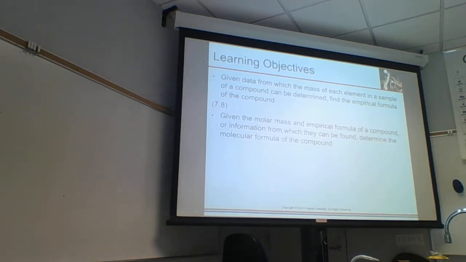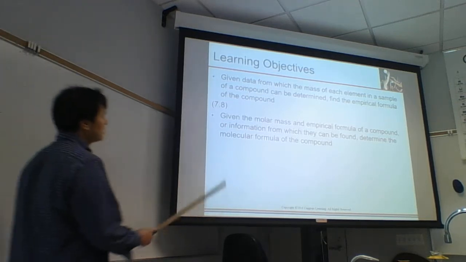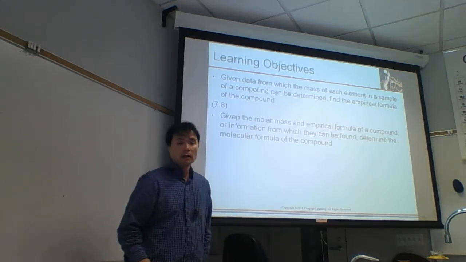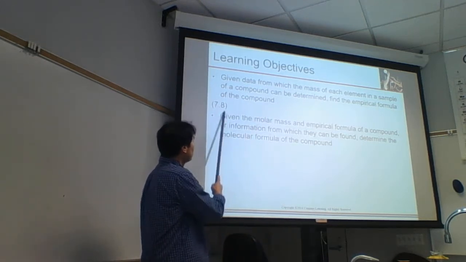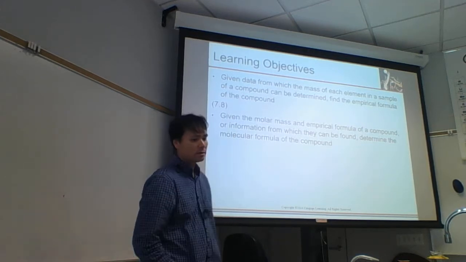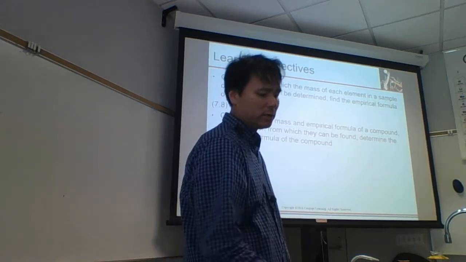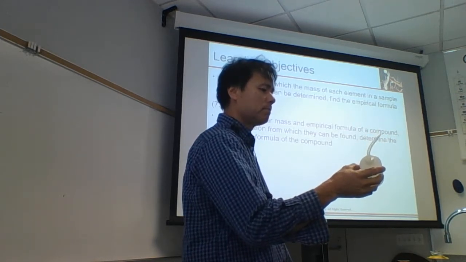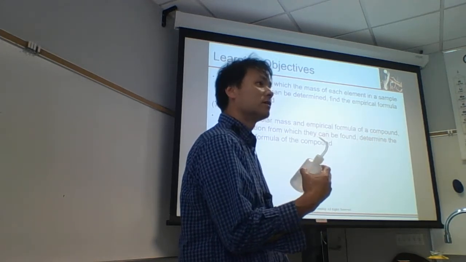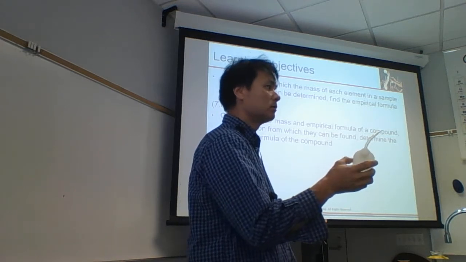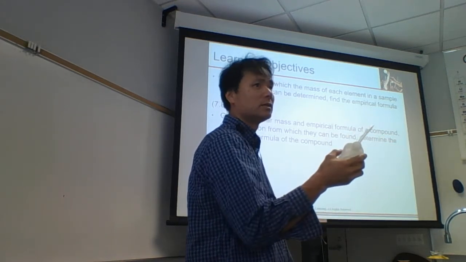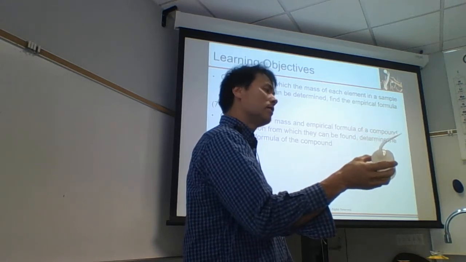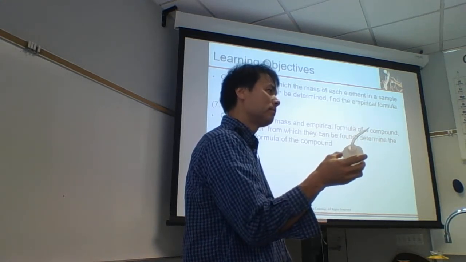All right. Given data from which the mass of each element in the sample of a compound can be determined, find the empirical formula of the compound. Okay, 7.7 and 7.8 deal with something called chemical analysis. In chemical analysis, oftentimes we send out a sample. And when we send out a sample for analysis, they don't give us the formula back. It'd be nice to know, we send out a sample, tell me what it is. No, it's H2O. No, if I sent this sample out for analysis, you know what they'd give me?